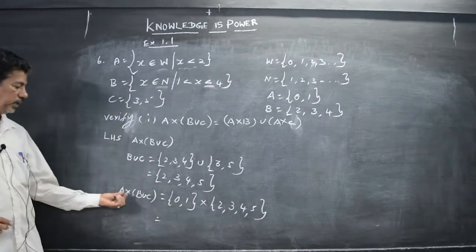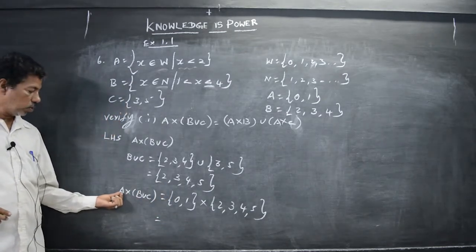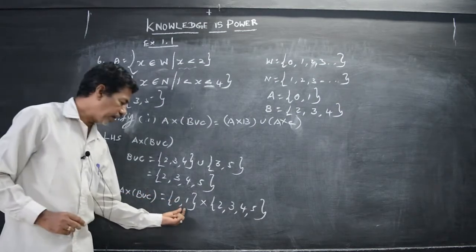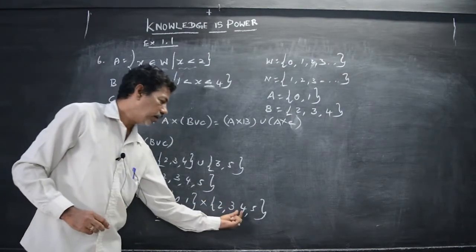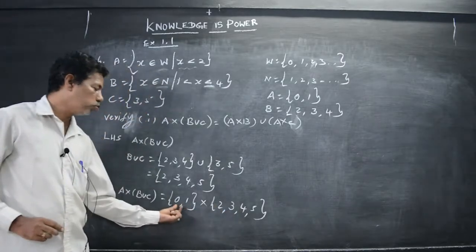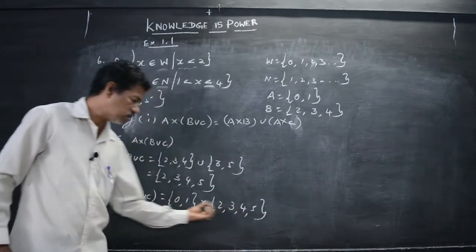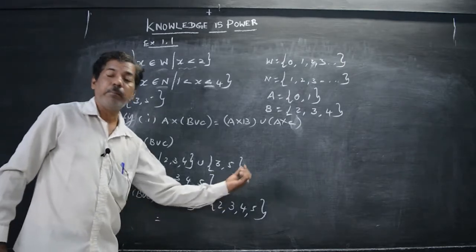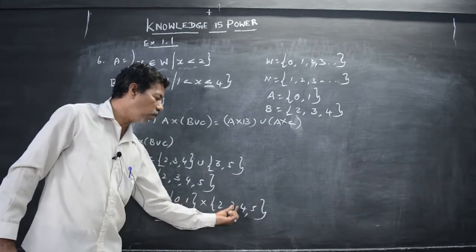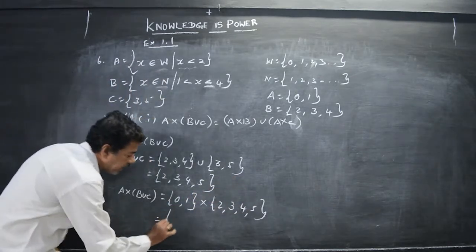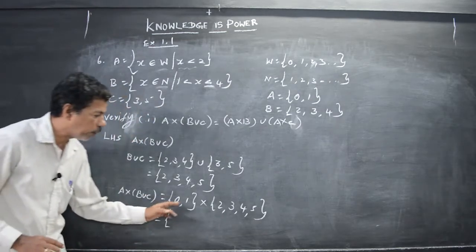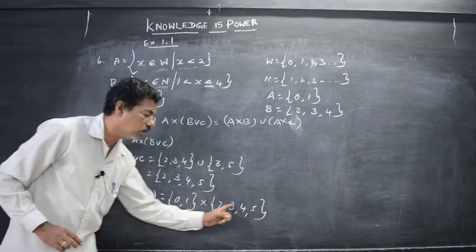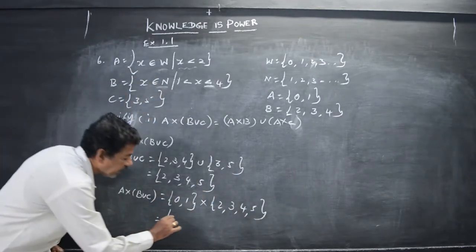Afterwards, I told the Cartesian product in the previous class, A cross B union C. So whatever elements are present here should be paired with all of these. Here there are 2 elements, here there are 4 elements. In total the answer should have 8 pairs, because 2 into 4 is 8. What are the 8 pairs? Now let us see. 0 with all these 4 numbers and 1 with all these 4 numbers. First I am writing that with 0.